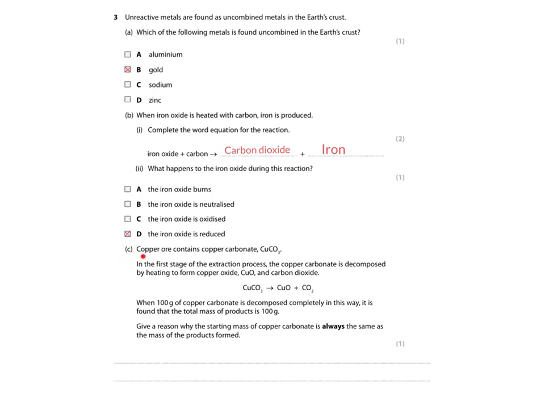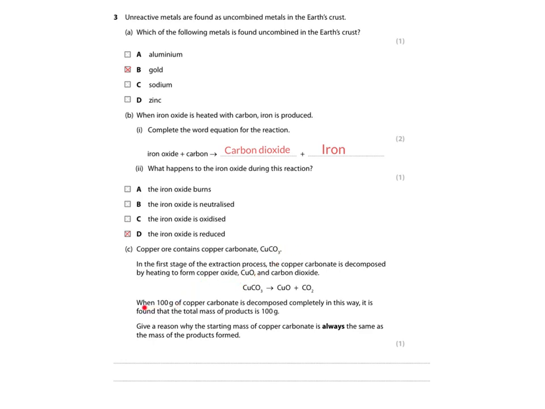So C, copper ore contains copper carbonate. Copper carbonate, that's the CO3. In the first stage of the extraction process, that means we're trying to get copper on its own, the copper carbonate is decomposed. Decomposed means when you break something up by heating it to form copper oxide. So copper oxide there, CuO, and carbon dioxide. We're trying to get copper, but the first step is to turn the copper carbonate into copper oxide.